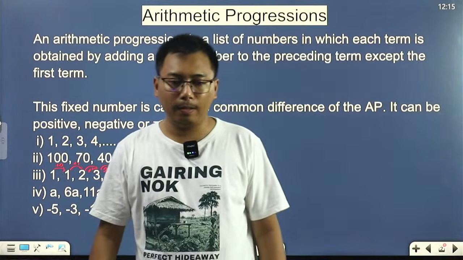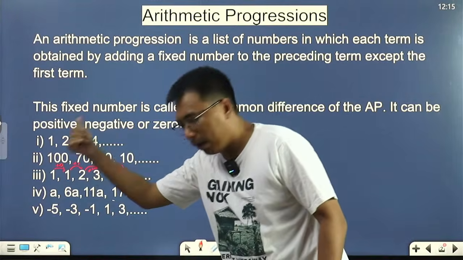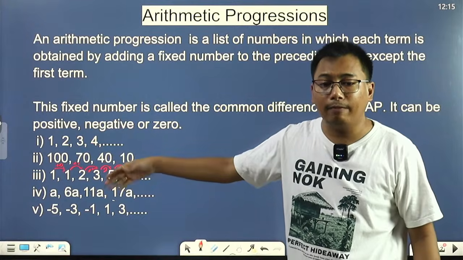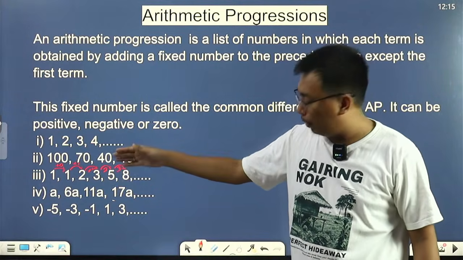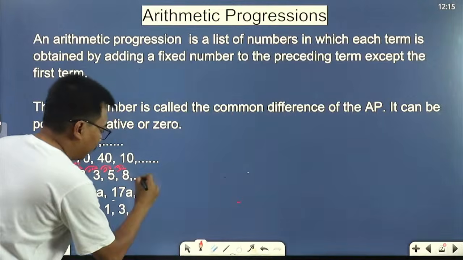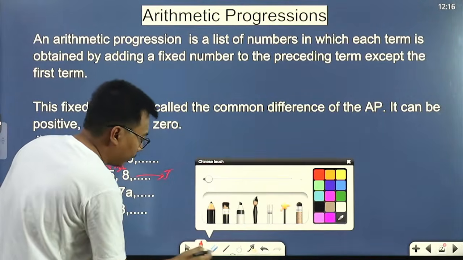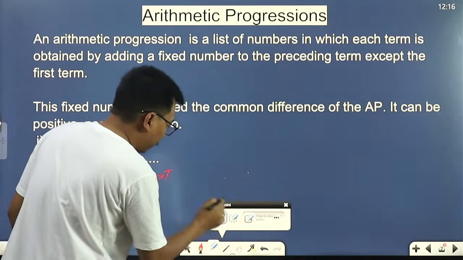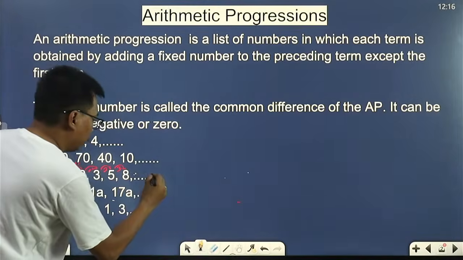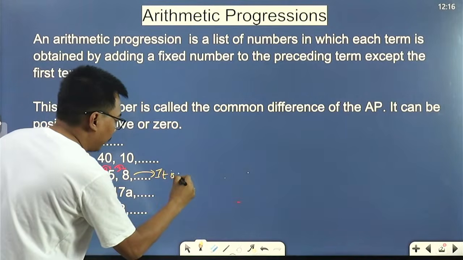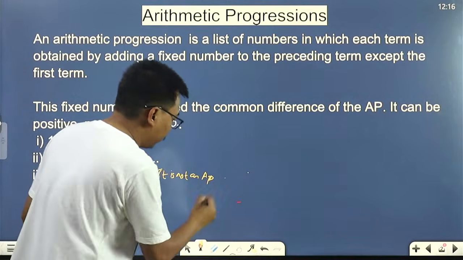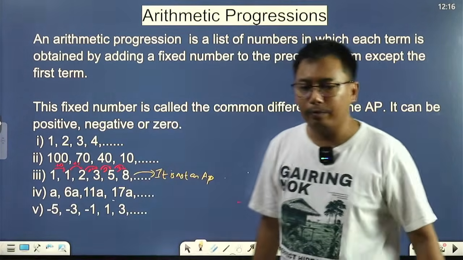No. This Roman number 3, in this example, we don't have a common difference, right? We don't have a common difference here, which means this Roman number 3 is not an AP. Okay, I'll change the color. It is not an AP. Clear? This is not an AP.